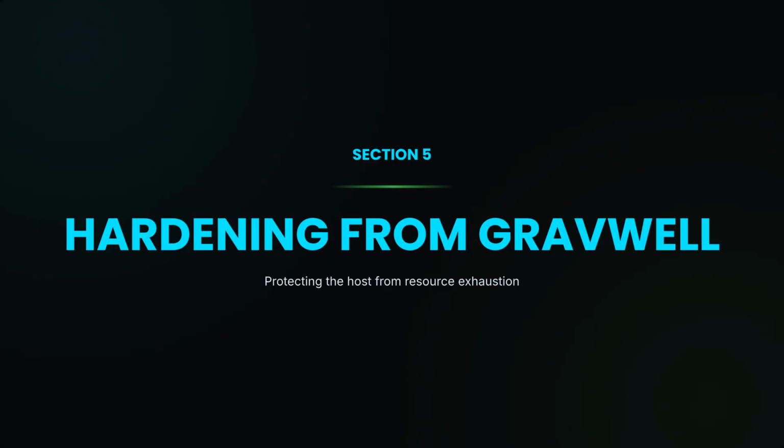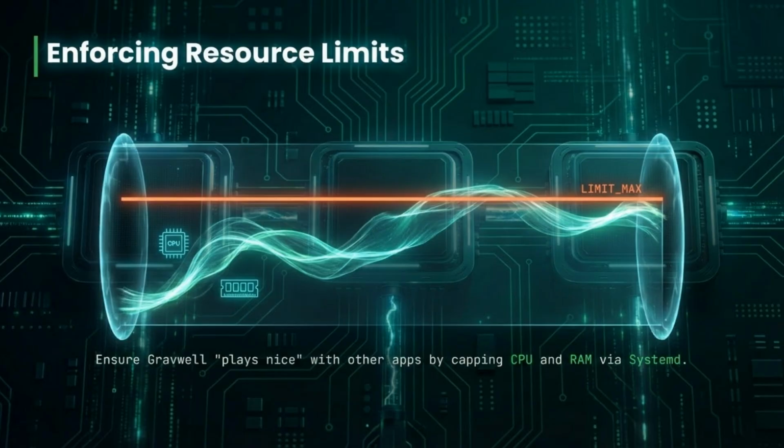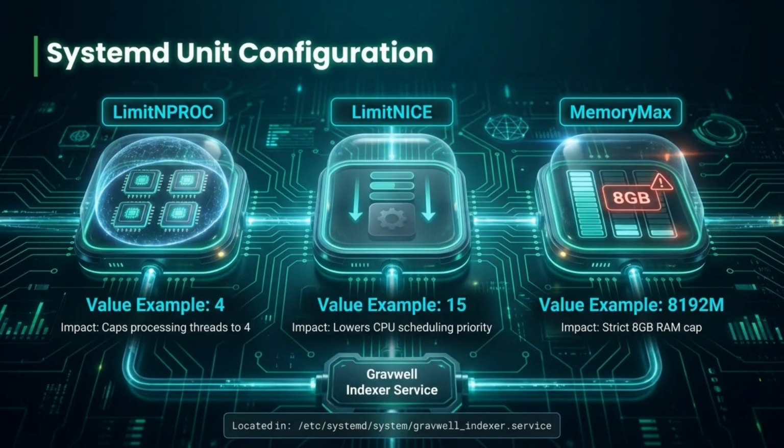Section 5 is about hardening from Gravwell, specifically protecting the host operating system from resource exhaustion caused by the Gravwell application. We recommend implementing control groups and process limits to ensure Gravwell components do not consume excessive CPU, memory, or disk I/O. This is critical for host stability. Setting resource limits prevents a runaway Gravwell process from degrading the host system's performance or availability, thus enhancing overall security and reliability.